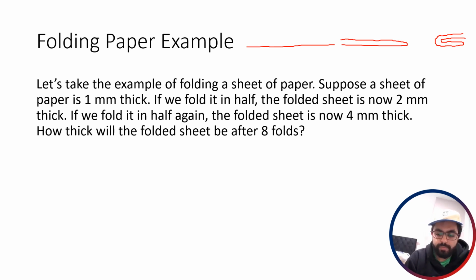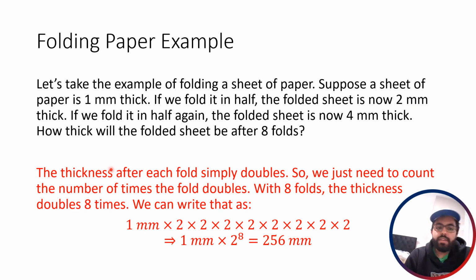So the thickness after each fold simply doubles. That's what I was just saying a second ago. That means that you take the thickness that you had and you multiply it by 2, right? That's what doubling is. So we just need to count the number of times that the thickness doubles. This right here shouldn't say the fold, it should say the thickness, but you know what I'm trying to say, hopefully. We need to count the number of times that thickness doubles, so how many times we're folding the page.